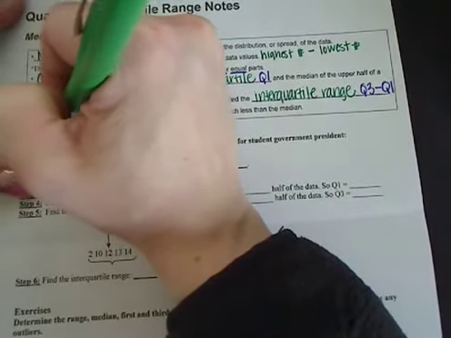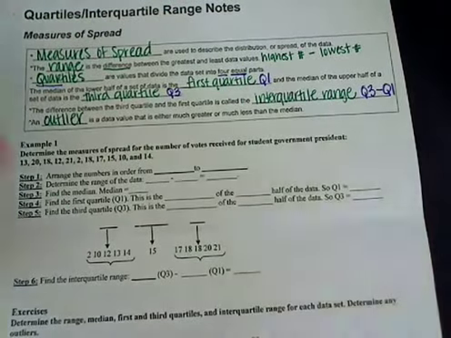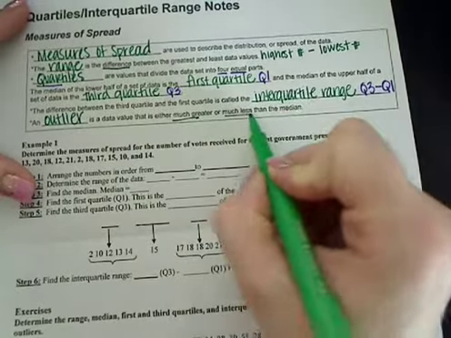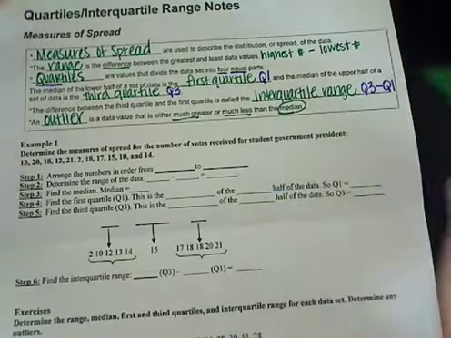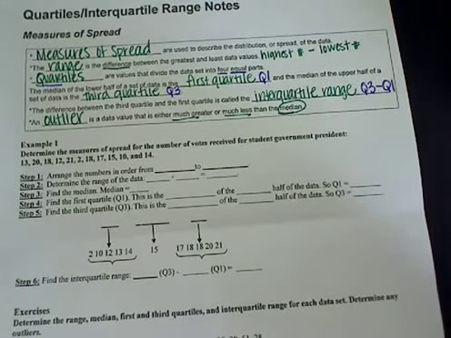And then last but not least, an outlier is a data value that is either much greater or much less than the median. Okay, so it's a number that's way bigger or way smaller than the median.